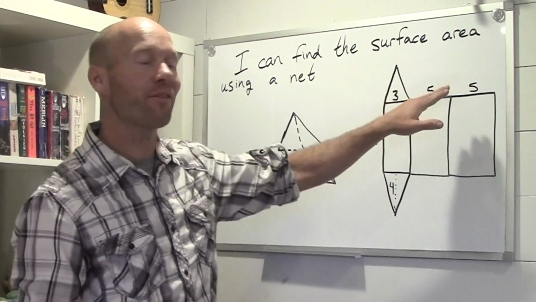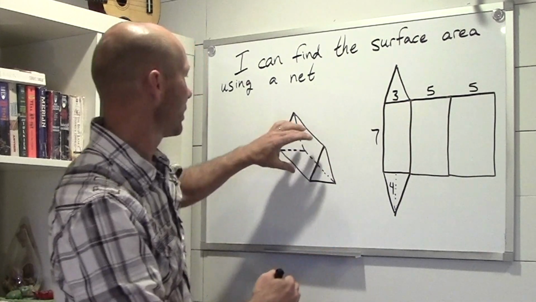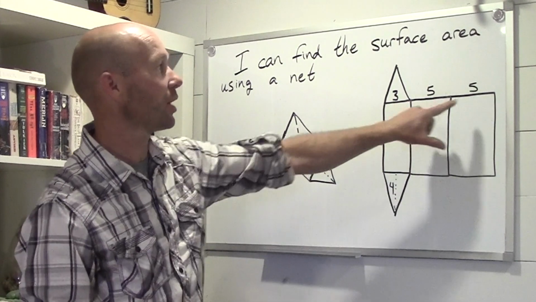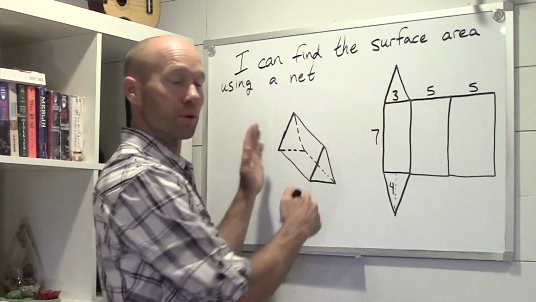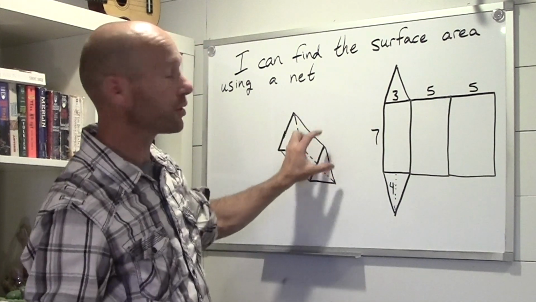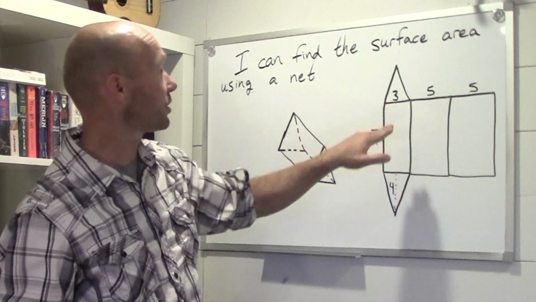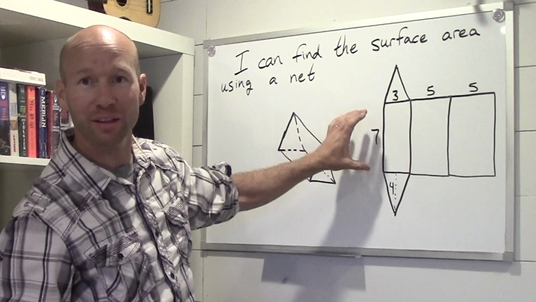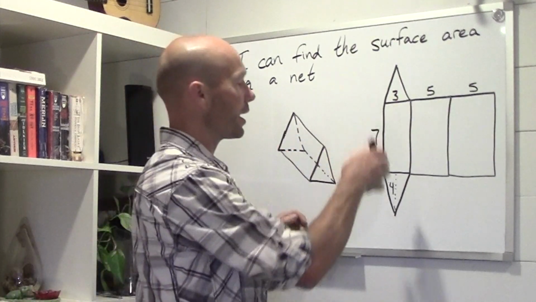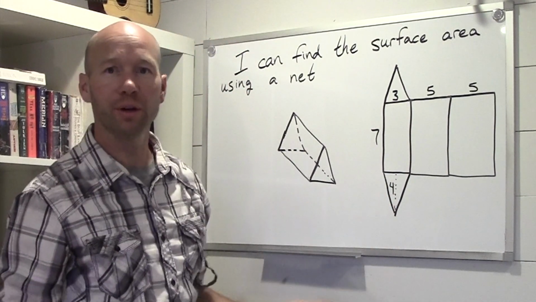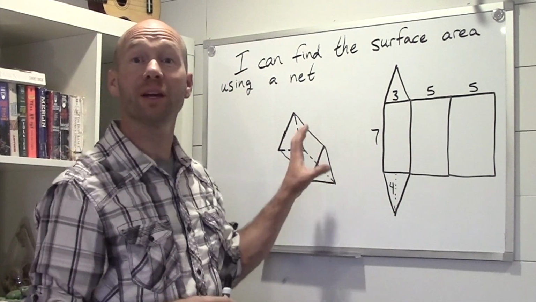And we see we have 5 units on this distance right here, 5 units on the other side, so those are both the same. The base is 3 units, and this length is 7 units. And the triangle has a height of 4 units. How can we find the surface area of the image using our net?